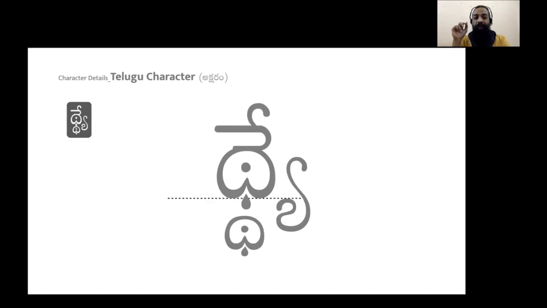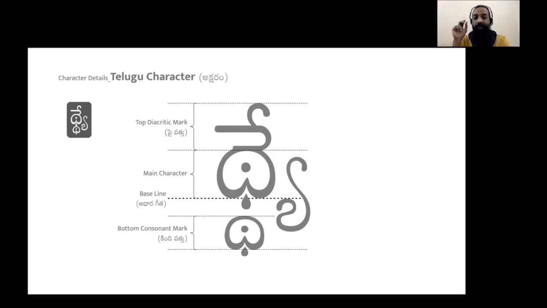So if I were to break it down, if we consider this as the baseline, this would be the main character, or we can equate it to x height in a Latin script. And this would be the top diacritic mark. This would be the bottom consonant mark. This is the second consonant mark. So basically these are the things I look for while computing the grid for designing characters for a Telugu typeface.